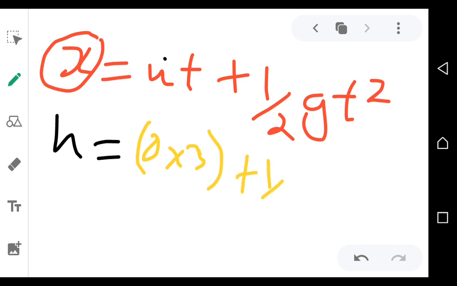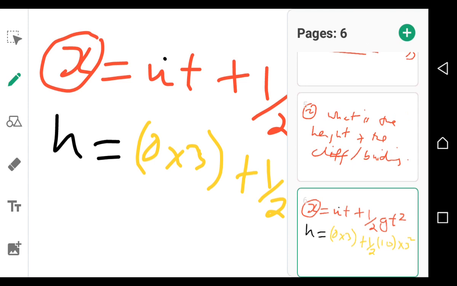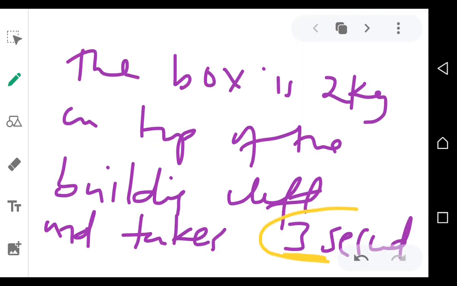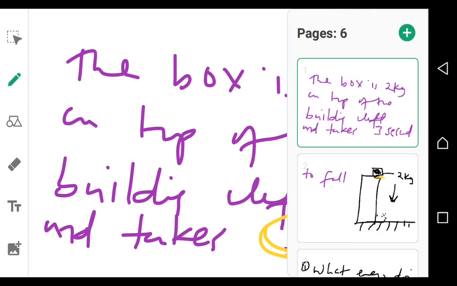Plus half. When you are falling down, acceleration is 10 or 9.81, but I'll use 10 here. Times, what's the time there? The time is 3 again. Where did I get the time? The time is in the question. It was there in the question. That's the time.